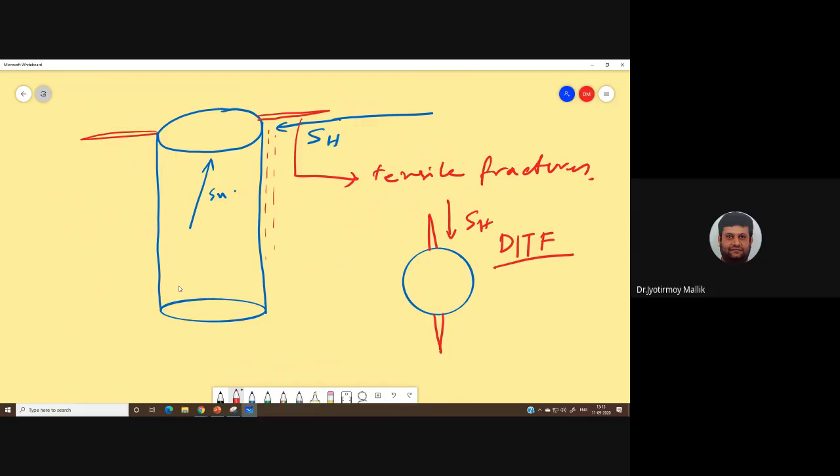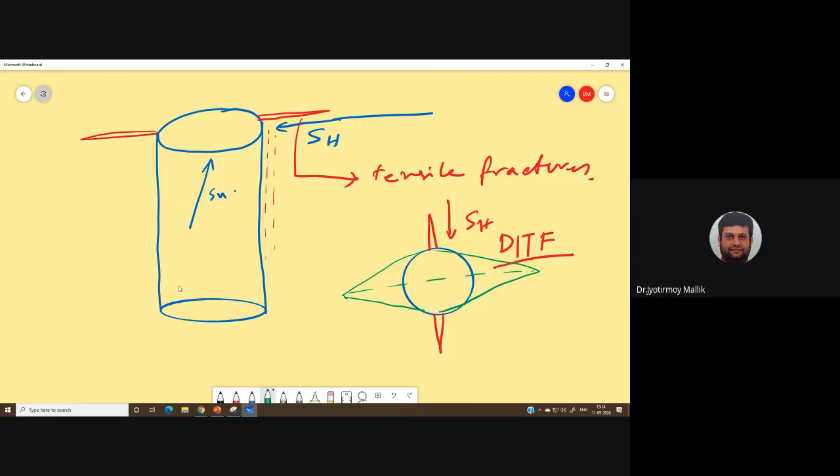So if I now want to find a borehole breakout here, the borehole breakout will be oriented perpendicular to the drilling induced tensile fracture. Okay, so maybe at one depth I find a borehole breakout, and at another depth I find a drilling induced tensile fracture. That will help me to characterize and cross check if the direction of S capital H is matching or not, because they will form perpendicular to each other.